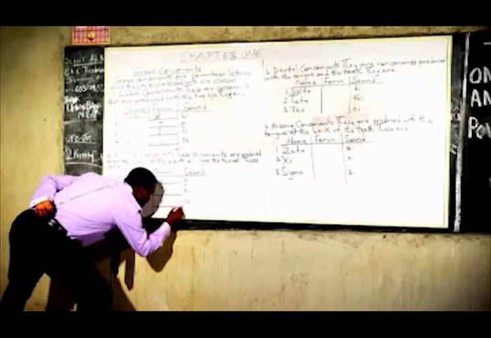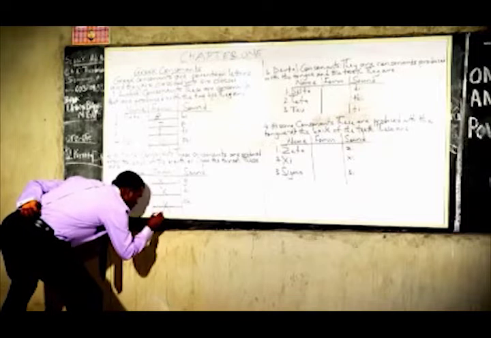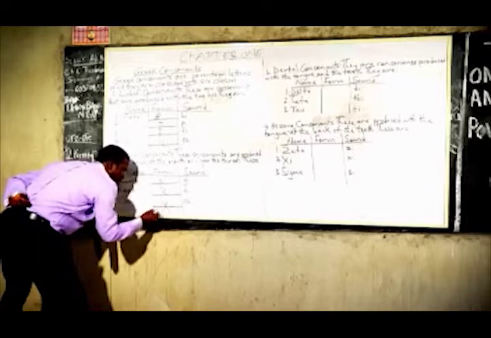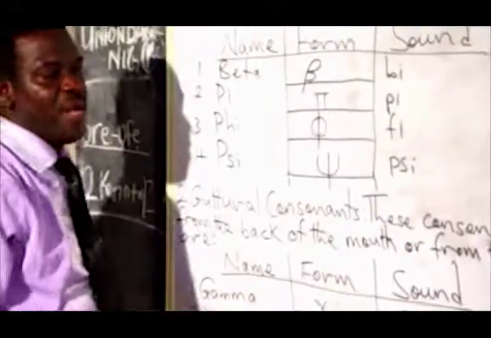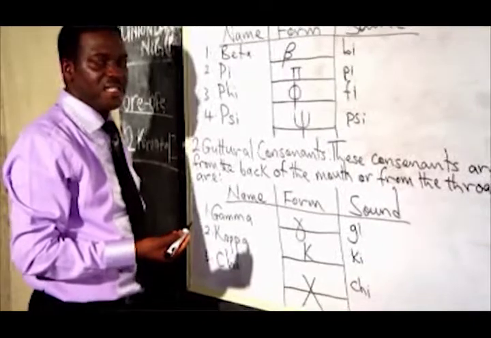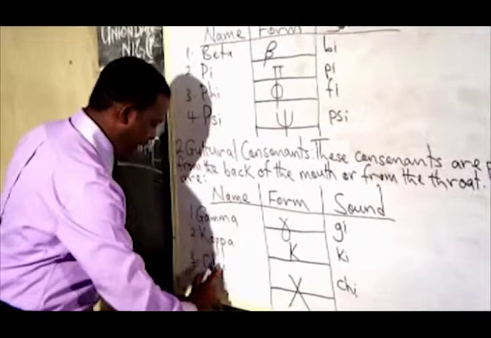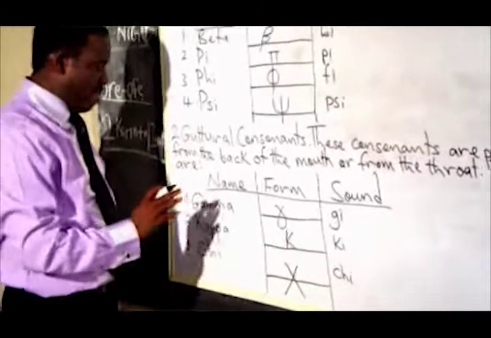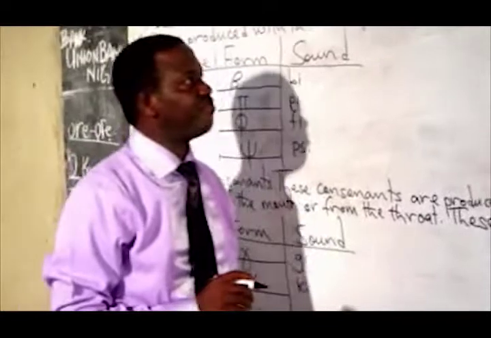The last one in guttural consonants is called ka. This is how to write ka. The two tails will come below the line, but the intercepting point will be above the line. And ka sounds as K. It's harder than kappa. Kappa sounds as K, and ka sounds as K. The difference is the hardness pronounced in ka. So we have three guttural consonants: gamma, kappa, and ka.